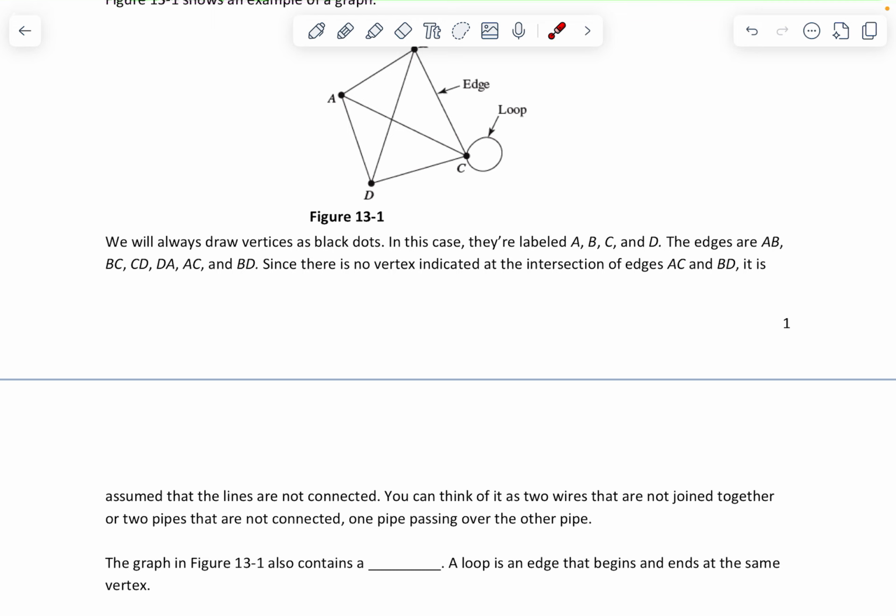The graph in this figure also contains a loop. A loop is an edge that begins and ends at the same vertex. So that would be right here, the edge that begins and ends at vertex C.